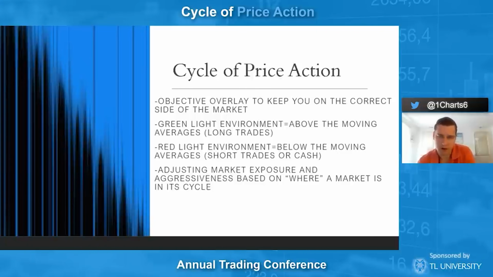So you can see at the top here, I've just got cycle of price action, which is how I view this. It's an objective overlay on my charts via the 10 and 20 period moving average to keep me on the correct side of the market.